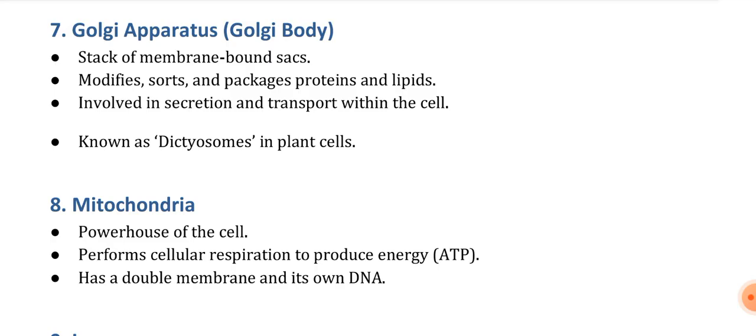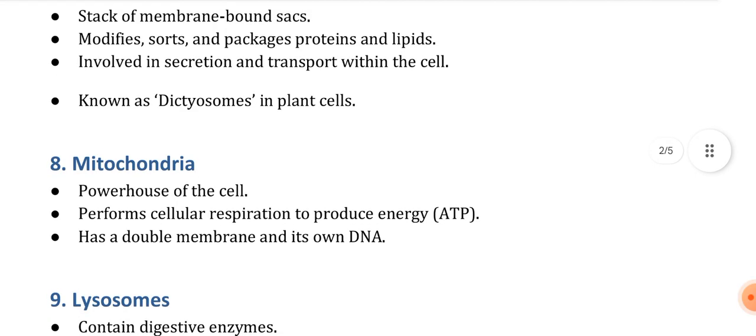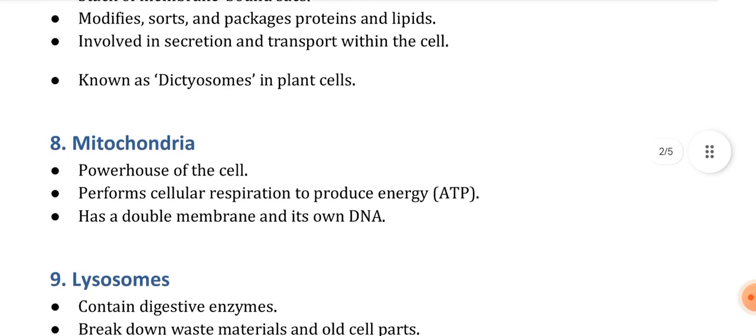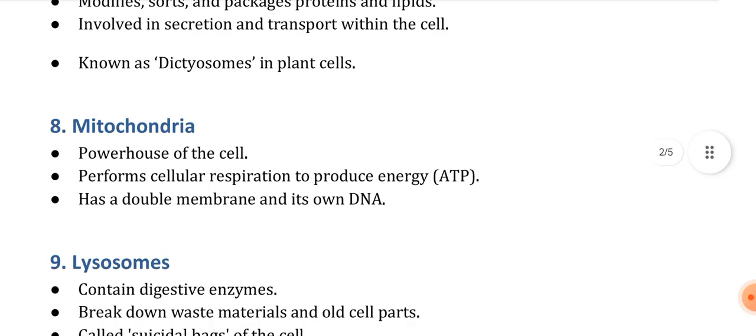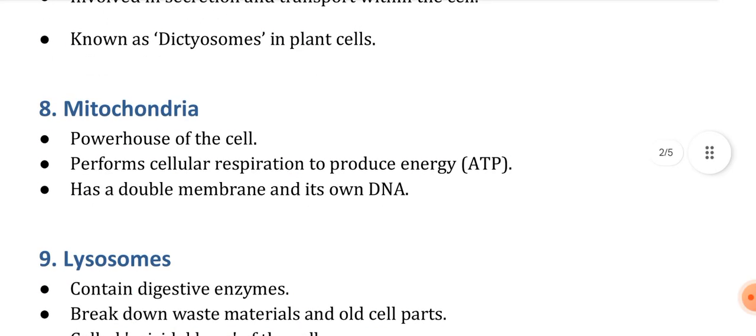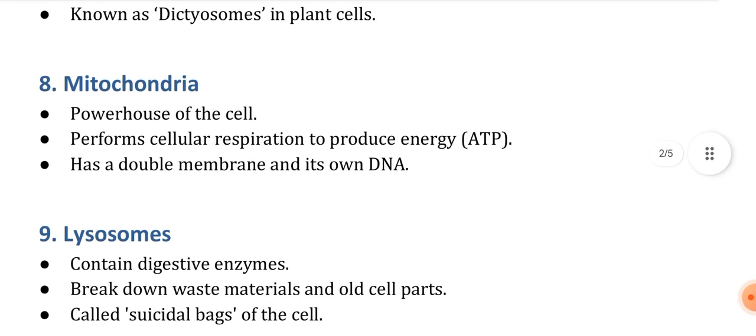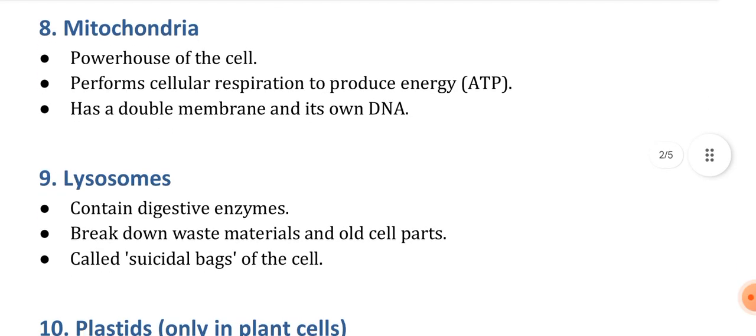Mitochondria: powerhouse of the cell, performs cellular respiration to produce energy, that is ATP. Now what does it mean by cellular respiration? The breakdown of the food materials that we eat is the process of cellular respiration. So in the process of breaking down the food materials we digest, the energy is released by the mitochondria. So this is the cellular respiration. It has a double membrane and its own DNA.